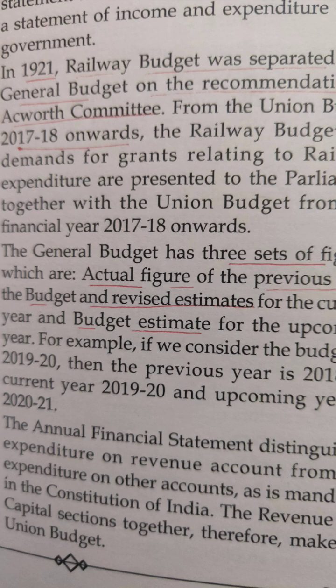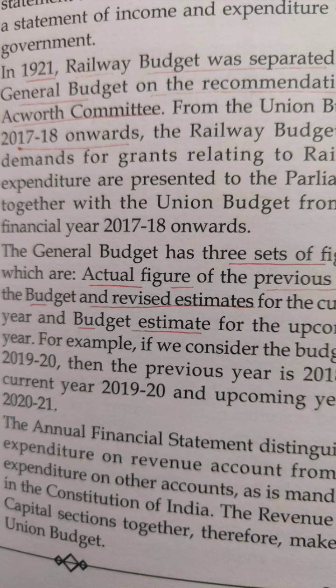Why was the railway budget separate? Imagine a big family. The family earns and spends money together, but one person runs a shop. They keep a separate account for the shop to manage its earnings and expenses. Similarly, railways in India are a big system, like a shop in a family. Managing railways is different from managing schools, roads or hospitals. So, in 1921, the railway budget was separated from the general budget.